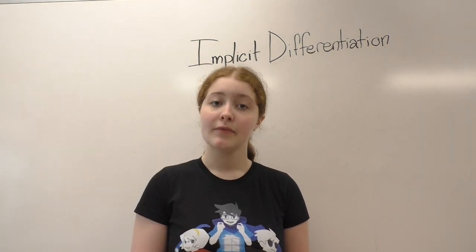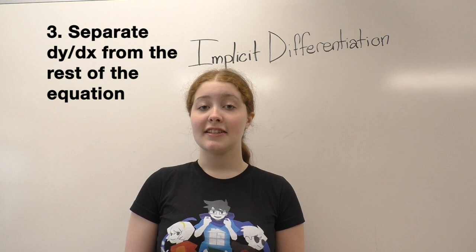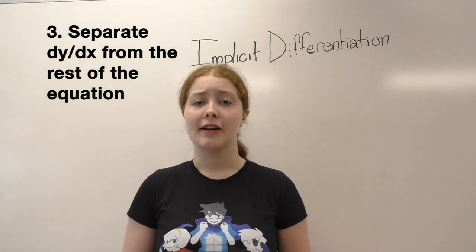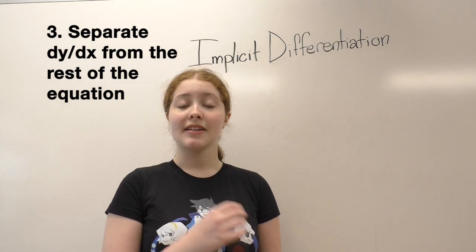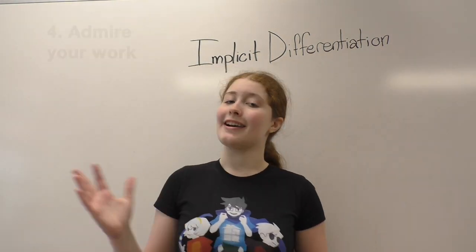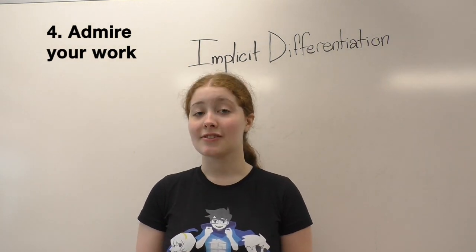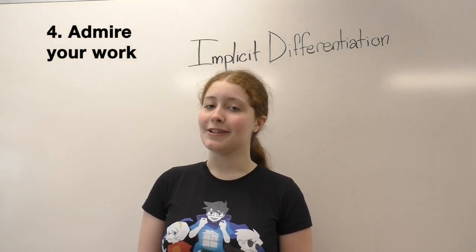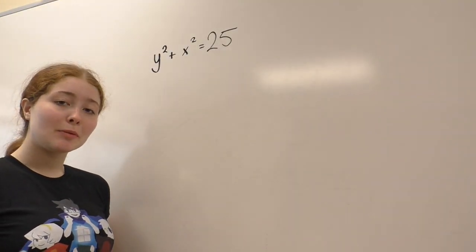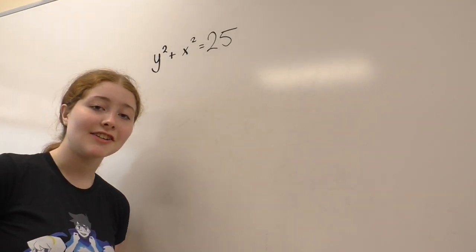Step 3. Now you have to get dy/dx alone. So you can divide or subtract or add everything from the same side to the other side. Step 4, admire your work. You've just solved for dy/dx and you can go ahead and simplify. Let's take a look at a problem where we can use implicit differentiation.